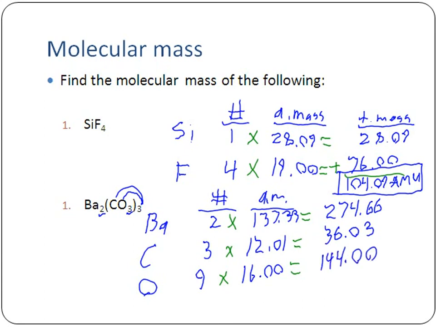Now at this point, as we did before, all we have to do is add up those 3, and that will tell us the molecular mass of this compound. So 274.66 plus 36.03 plus 144 gives us 454.69 AMU, or atomic mass units. And that right there is our final answer on how to find molecular mass.